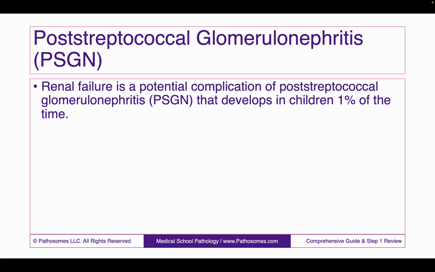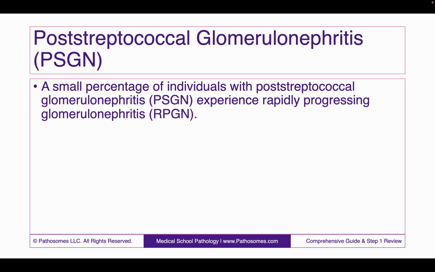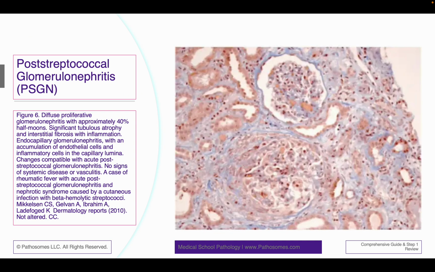Unfortunately, renal failure is a potential complication of post-streptococcal glomerulonephritis, and this develops in children about 1% of the time. A small percentage of individuals with post-streptococcal glomerulonephritis experience rapidly progressing glomerulonephritis. Here we have imaging showing diffuse proliferative glomerulonephritis involving approximately 40%, showcasing those half moons, and significant tubular atrophy and interstitial fibrosis with inflammation.